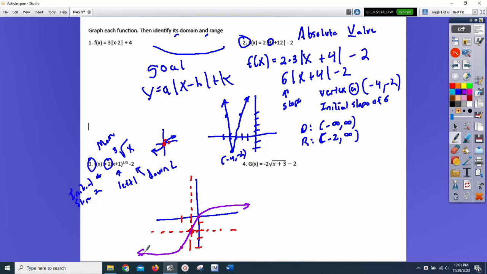And that's how hard it is. You have got to be living under a rock if you think that's hard, because it's not. Domain is left forever, right forever, which is -infinity to positive infinity. The range is falling, albeit very slowly forever, and rising, albeit very slowly forever.